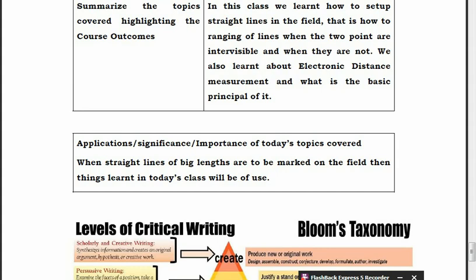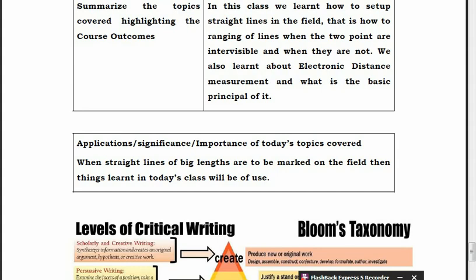Ranging of lines is done when the length of the survey line, or when the distance between 2 points is more than a length of tape or chain, and direct ranging is done when the terminal points are intervisible to each other. Indirect ranging is done when the terminal points are not intervisible.